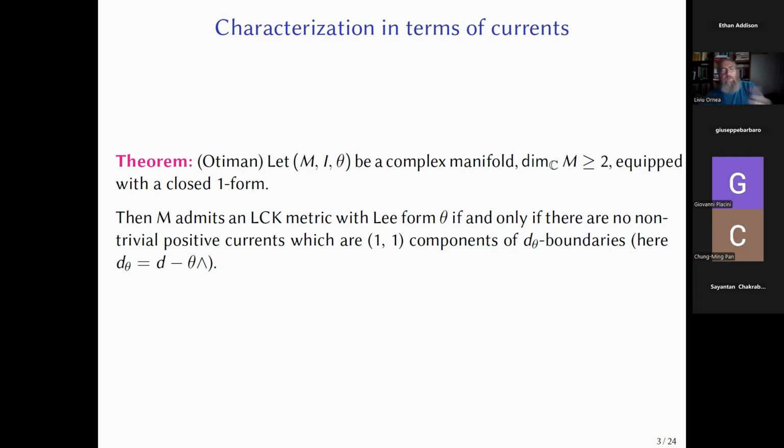I didn't introduce it before, but here d theta is given as this twisted differential. We shall discuss it later. Is it okay? Yes, it's okay. Good.